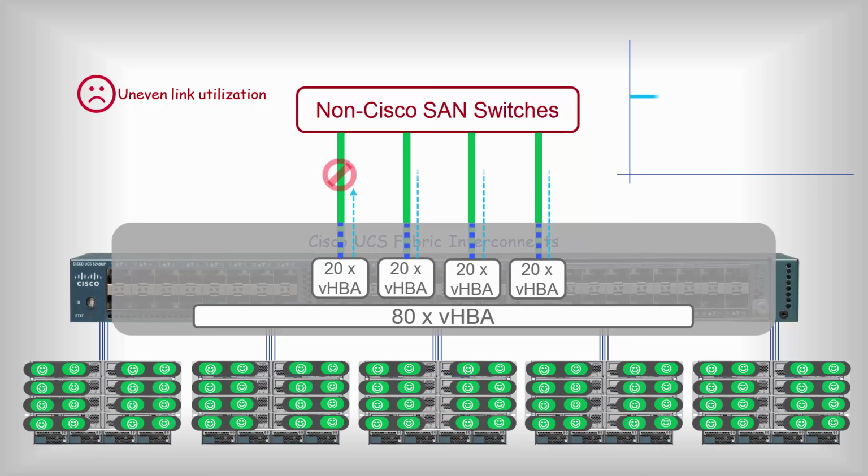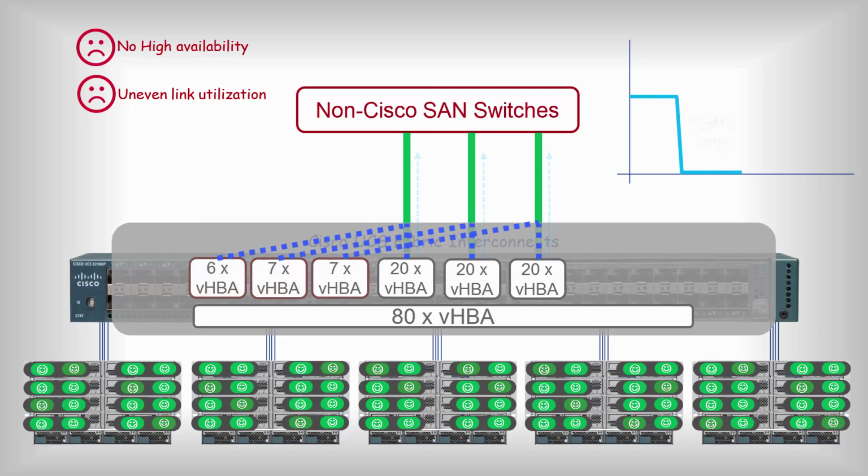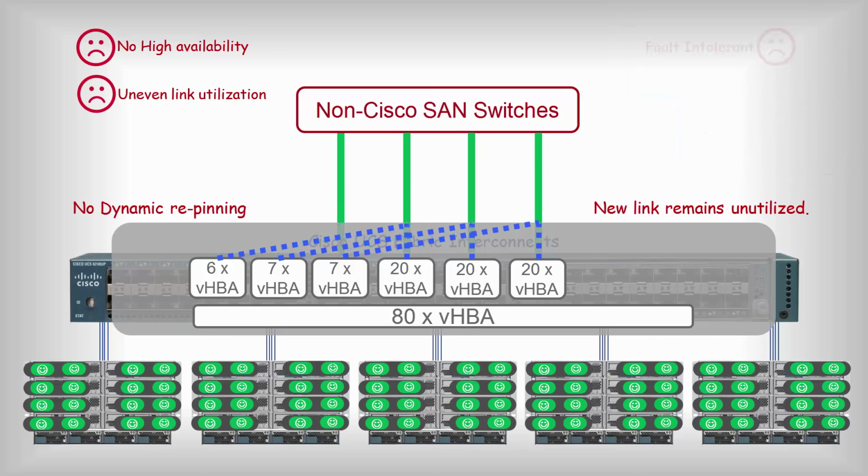All the vHBAs pinned to that uplink will be logged out of the fabric and relog in using the remaining 3 uplinks. This would result in traffic drop for a couple of seconds for the 20 VMs that own the vHBAs pinned to the failed uplink. The story is not over yet. When the failed link comes up, all the 80 vHBAs continue to be pinned to the existing 3 links only.